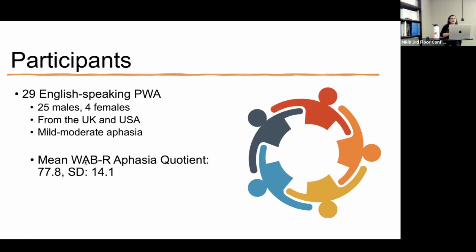So for this study, for the current sample that we're looking at, the preliminary sample, we have 29 participants with mild to moderate aphasia. The study is being run both here at MRI by me and also at University College London. And it is worth noting, although this is preliminary data, our sample is largely male and does demonstrate relatively mild aphasia overall. And so future research would benefit from a more balanced or representative sample in terms of gender disparity. So I just want to qualify with that.